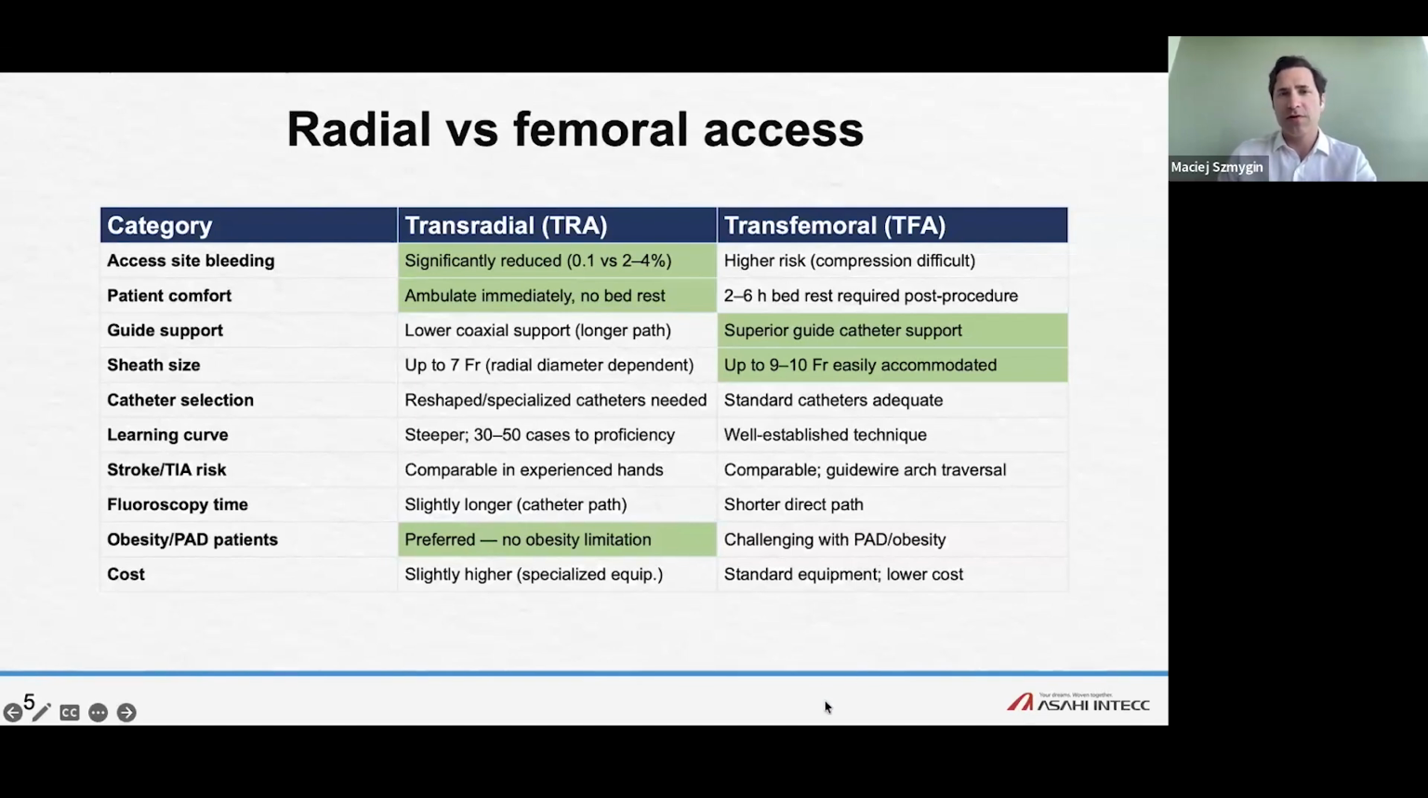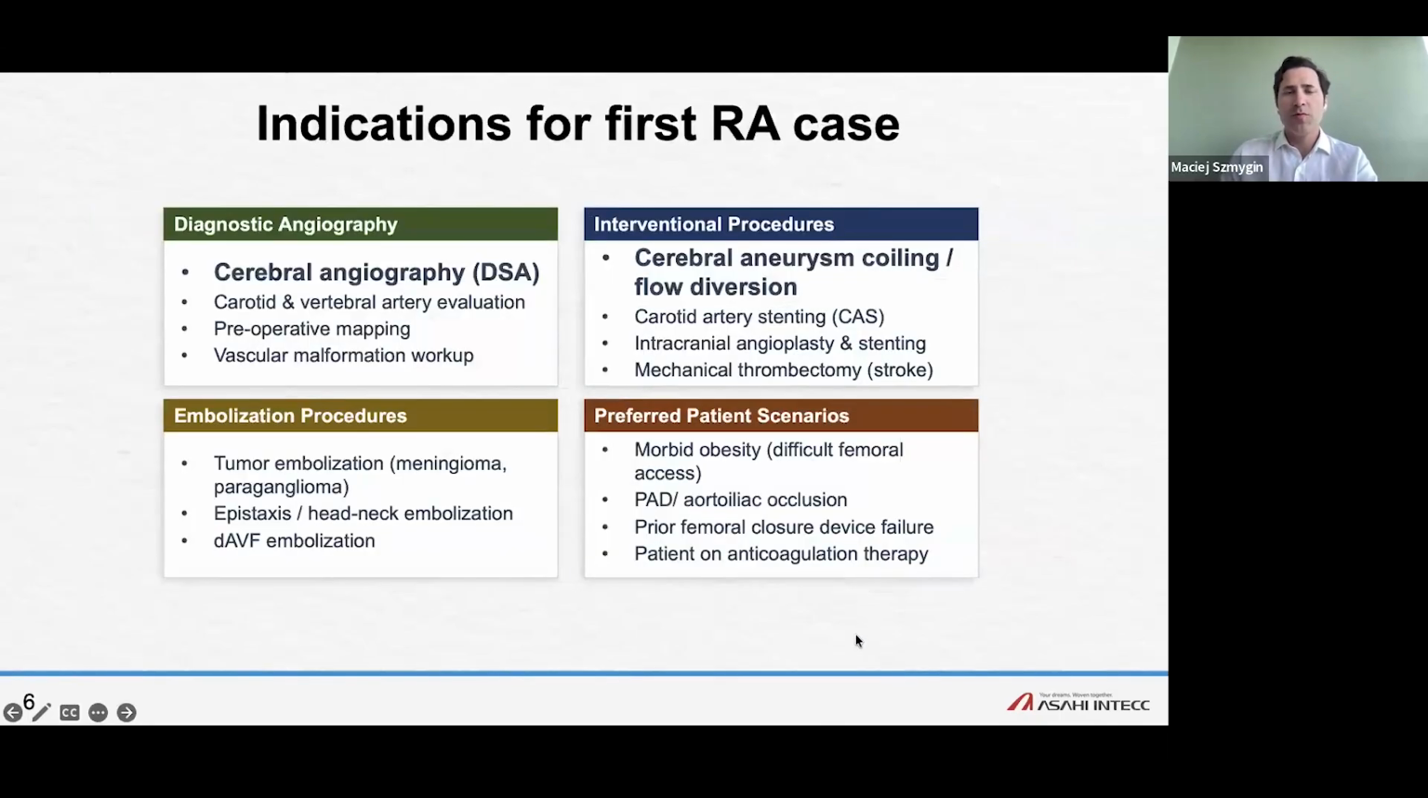So we can see that there are several advantages. There are a few key areas where femoral access is better, but we still think radial is very good. So what would be perfect indications for our first radial access case? We started with angiography cases, and this is something I can recommend. Start with an angiography case, most preferably right-sided, because it's easier to cannulate and easier to catheterize.